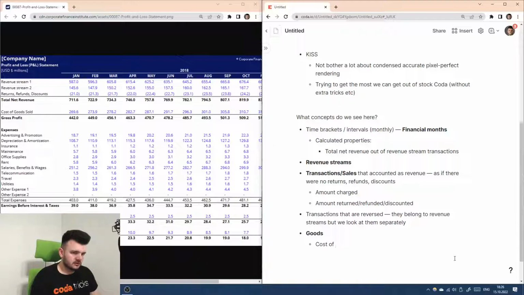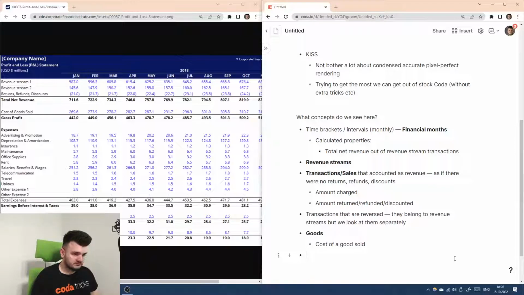Cost of goods sold, so that is something that we probably want to include for easy calculation.